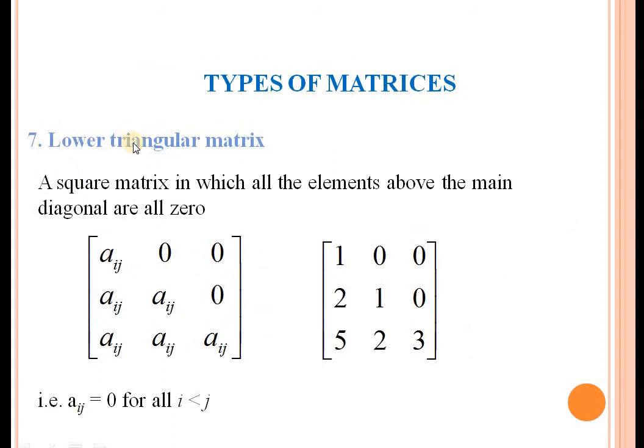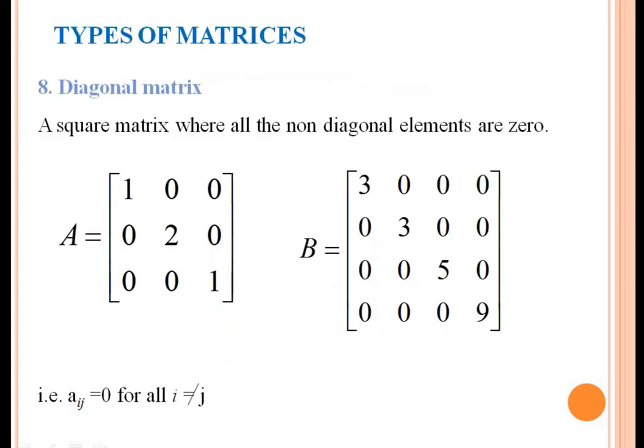Now next type, lower triangular matrix. A square matrix in which all the elements above the main diagonal are 0. So here the elements above the main diagonal are 0, that is Aij is equal to 0 for all i less than j. It is lower triangular.